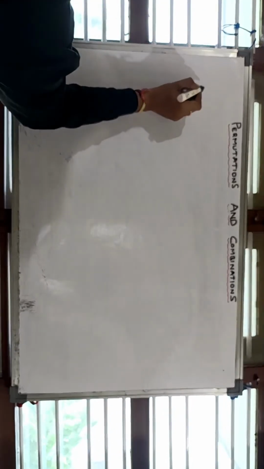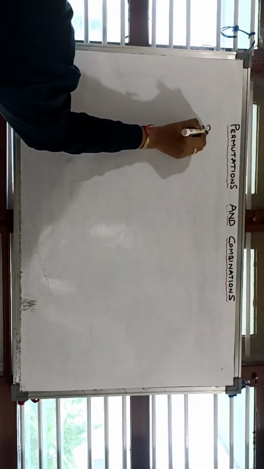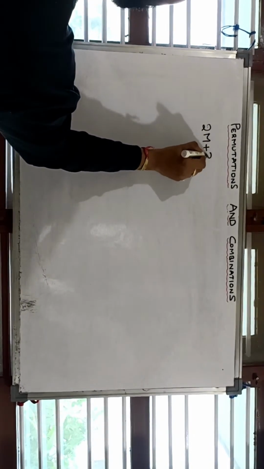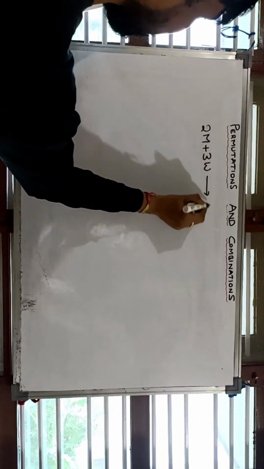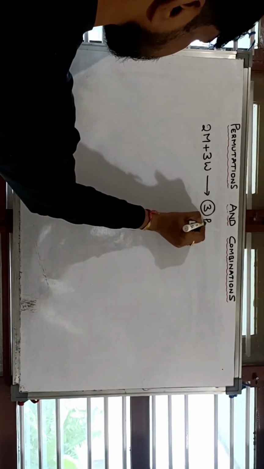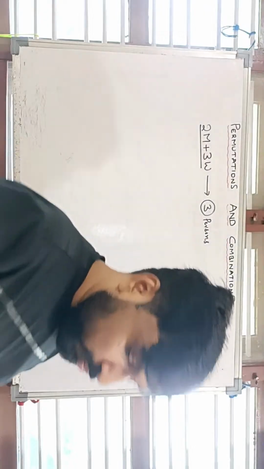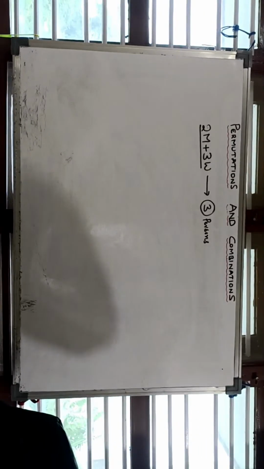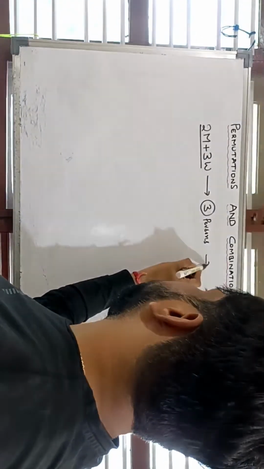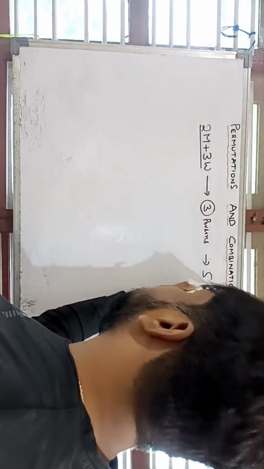Now combinations have started. So you are going to fill a committee of 3, and you have 2 men plus 3 women. In this we are going to select 3 persons out of 5 members. What condition is given? In how many ways can this be done? Out of 5 members, 3 members can be selected in 5C3 ways.